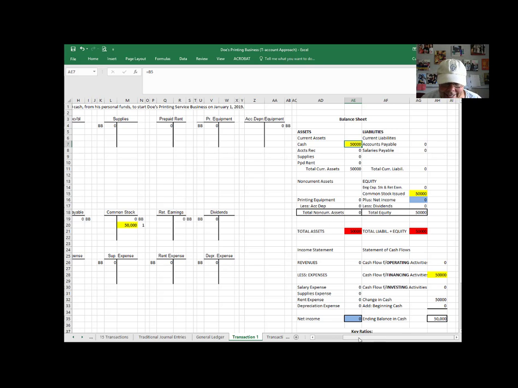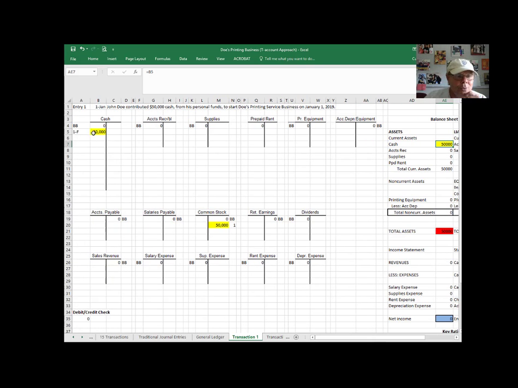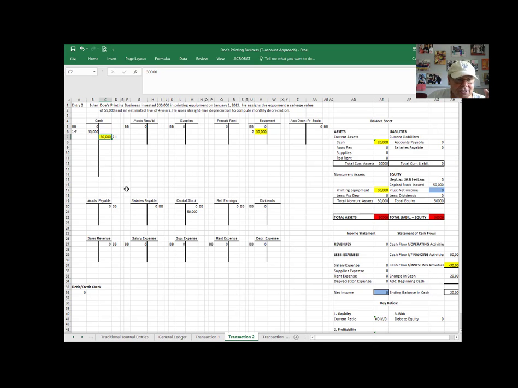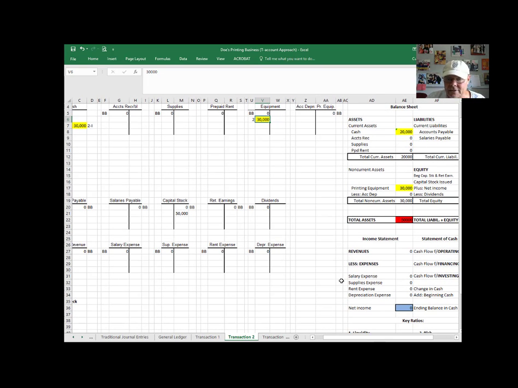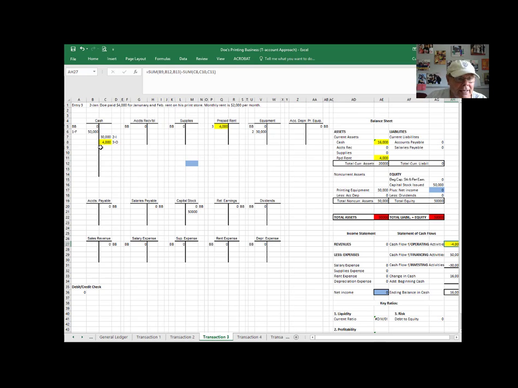So if you've had beginning accounting, you would see that you would debit cash, credit common stock. The next transaction, you would credit cash and debit equipment. And we would see the effect on the financials. Transaction 3, spends 4,000, cash credit, debit prepaid rent.